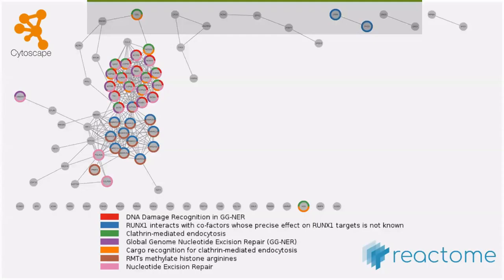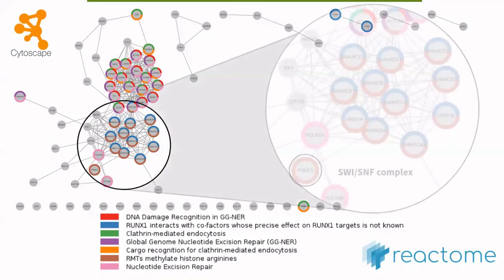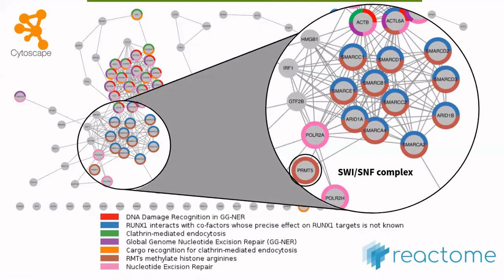The second one was the SWI/SNF complex, which is involved in chromatin remodeling, enriched in terms like methylation of histone arginines and interaction with RUNX1, a known TNBC master regulator.